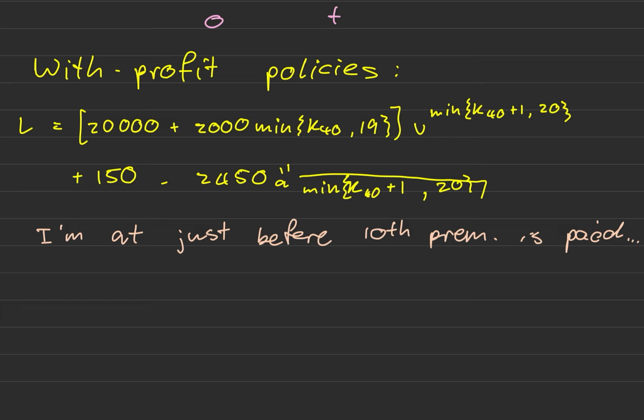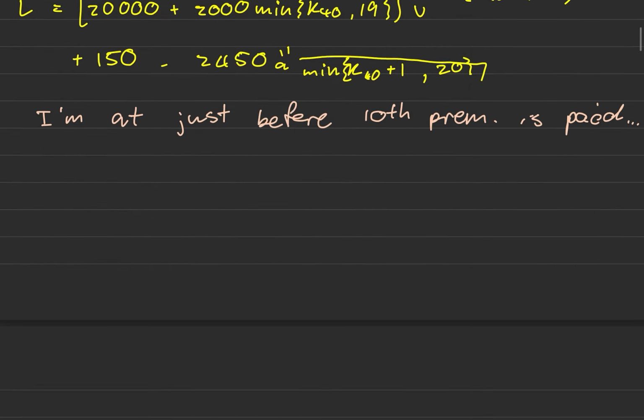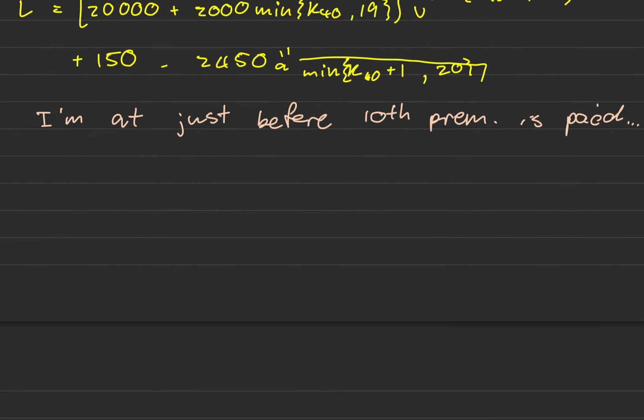Now, the way that this differs is as follows. So I'm going to write down the future loss random variable and then explain the difference.